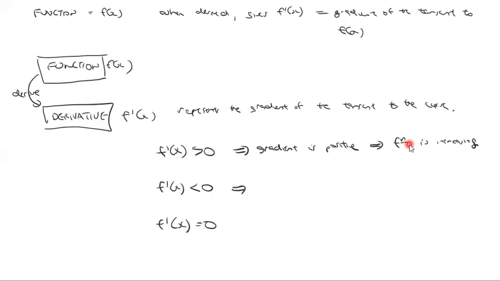For f dash x being negative, that means the gradient is negative. And that means the function is decreasing at that point.